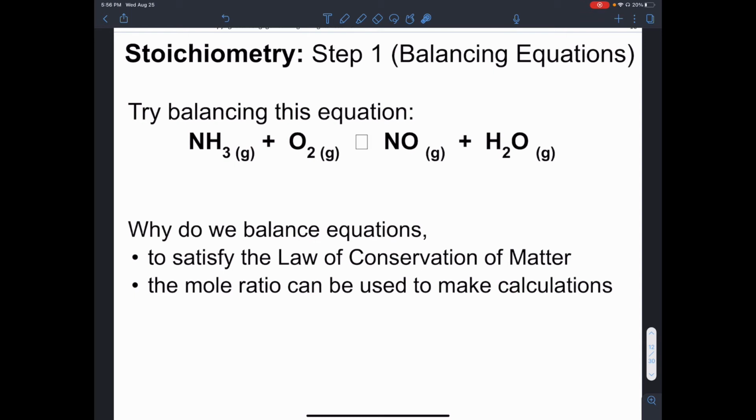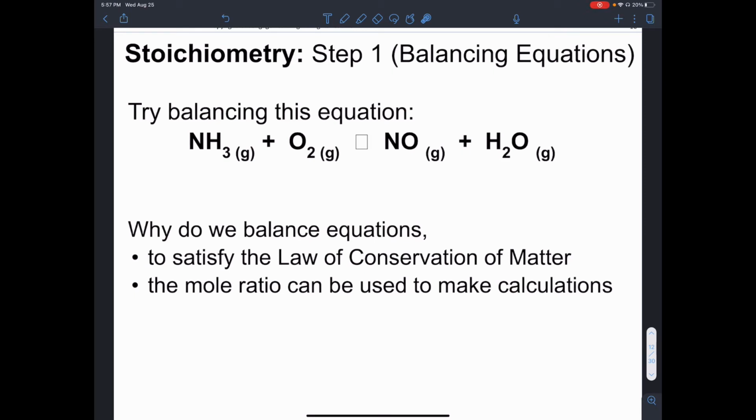I want to move on now to the last section before we start the homework. We've got 2 more slides. The last section is called stoichiometry, and that's referring to using the ratio of a balanced equation to make predictions about how much is needed or how much of something will be produced.